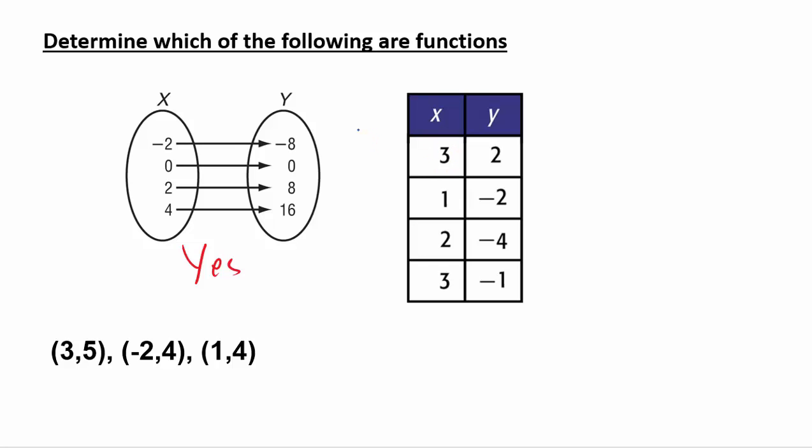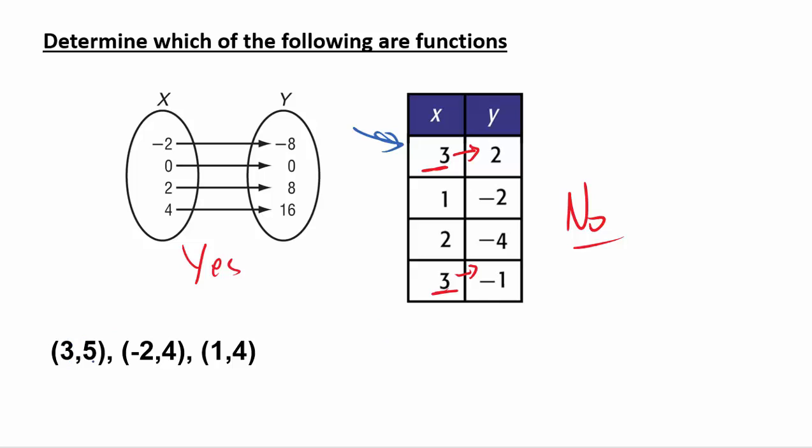Okay, so I'll erase that just so I don't confuse you. Okay, we'll look at this chart here over on the right next. So we've got 3 goes to 2, 1 goes to -2, 2 goes to -4, and 3 goes to -1. Okay, if we look carefully here, these two x values are the same. So when you're trying to identify if something is a function or not, it's helpful to recognize if any of the x values repeat. Notice here that these x values are 3. 3 goes to two different things. It goes to 2 and to -1. So if there's repeated x values that go to different y's, that is not a function. Okay, so that would not be a function.